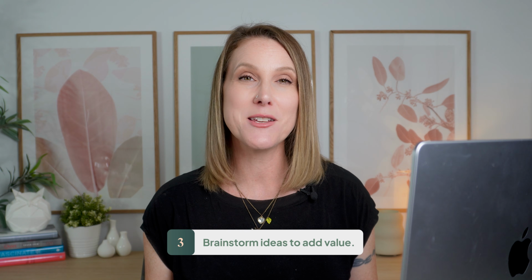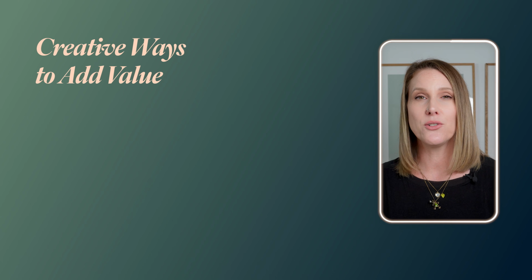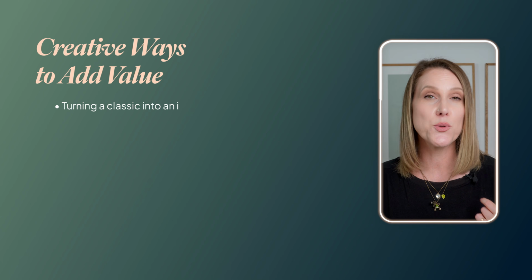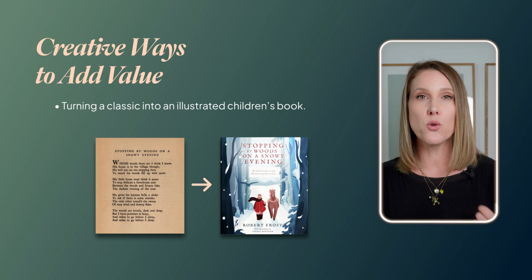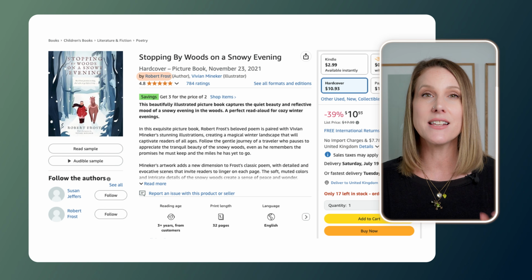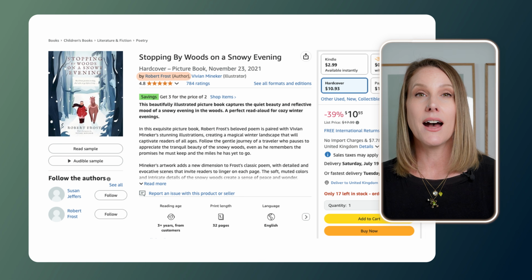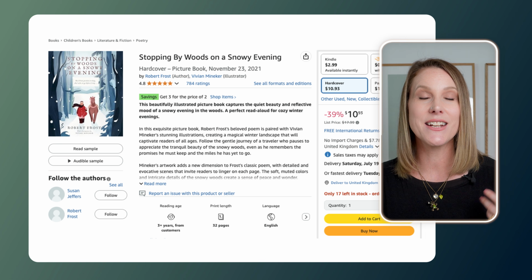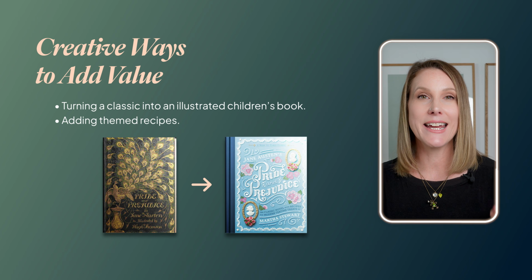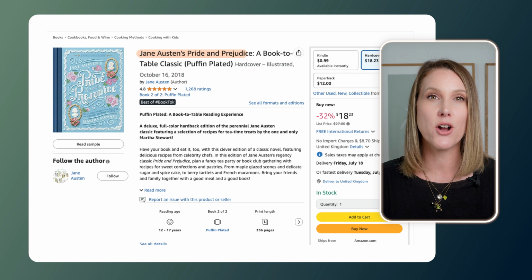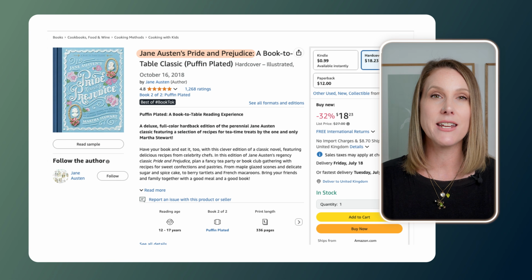Next is to brainstorm some ideas as to how you can add value. So a couple of really creative ways to add value include turning a classic into an illustrated children's book. So great example of this here, Stopping by Woods on a Snowy Evening. This is a Robert Frost poem that this person has then illustrated and turned into a children's book. You could add themed recipes like this book, Jane Austen's Pride and Prejudice, a book-to-table classic.